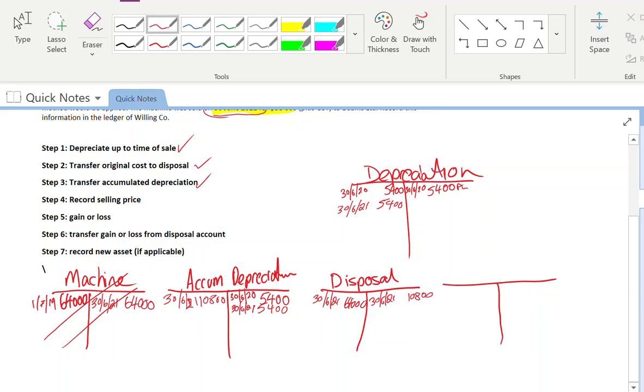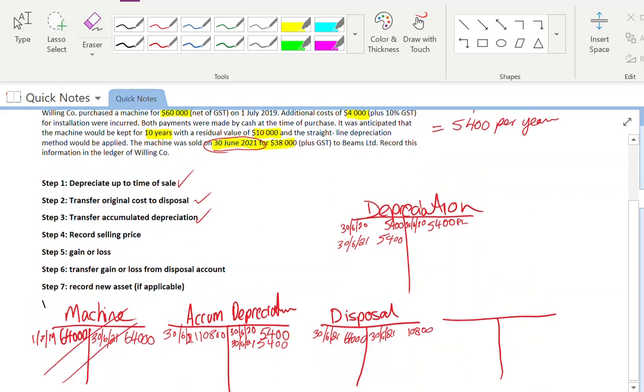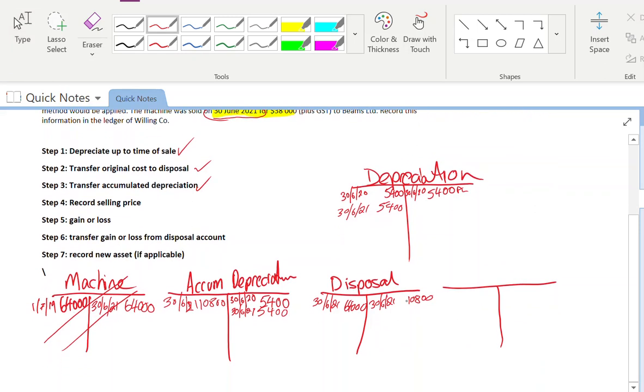Done that. We're going to record the selling price. Okay, so the selling price is going to be recorded on the credit side. Sometimes we have a bank account as well. It depends on how we sold it. So the selling price was $38,000. Okay, and that was the same date, so I won't write that in again.